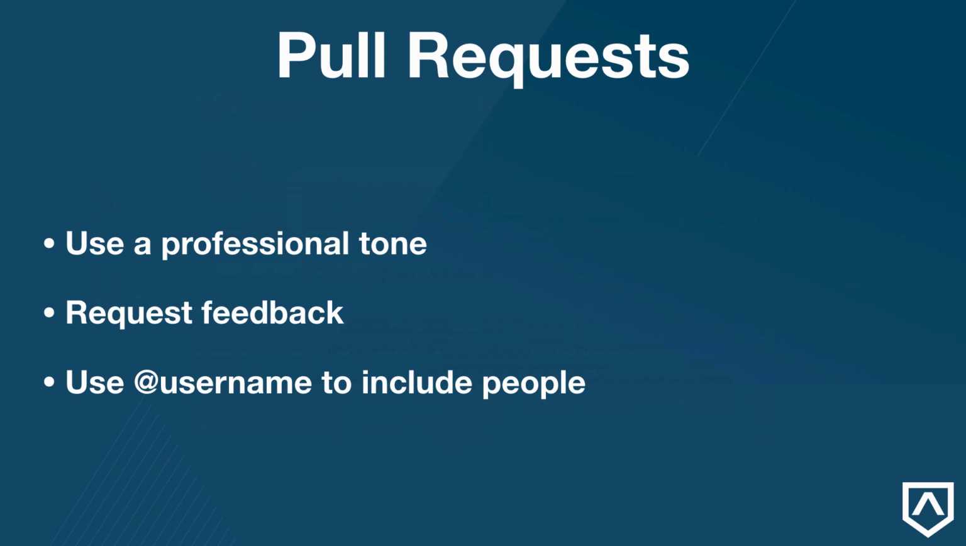When you request feedback, be clear about your expectations. Say what kind of feedback you're looking for. It could be a quick look or an in-depth review. Provide a timeline of when you want this done by. Use GitHub usernames prefixed with the @ to get the attention of people you want notified about your pull request. Any username mentioned in the text will be automatically notified by GitHub.